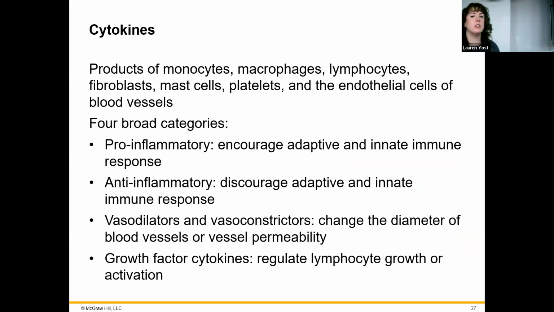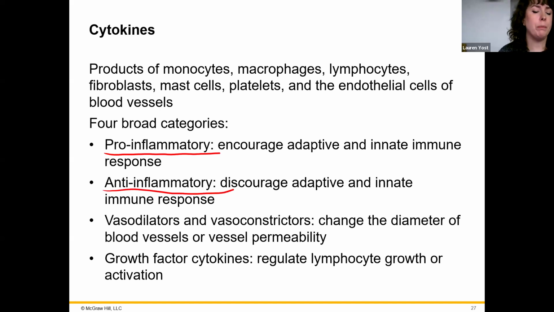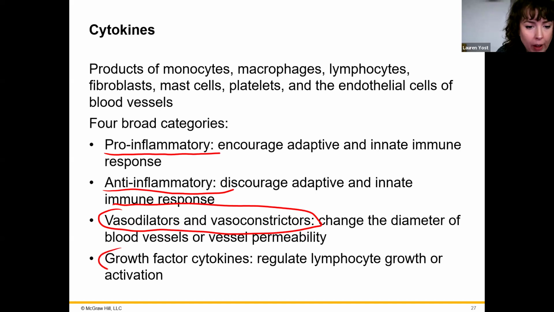All right, cytokines. Cytokines are just messenger molecules. They tell the cells in the area what to do, where we need them, and how to do it. There are 4 categories of these signal molecules. The pro-inflammatory, trying to cause the inflammation to start. The anti-inflammatory, trying to tell everybody to calm it down. The vasodilators and constrictors, controlling the blood flow and therefore the ability of things to move to and from the site. And then the growth factor ones. These are going to help those B and T cells move faster, do their stuff faster, and encourage them to grow and come and hang out and do their job.